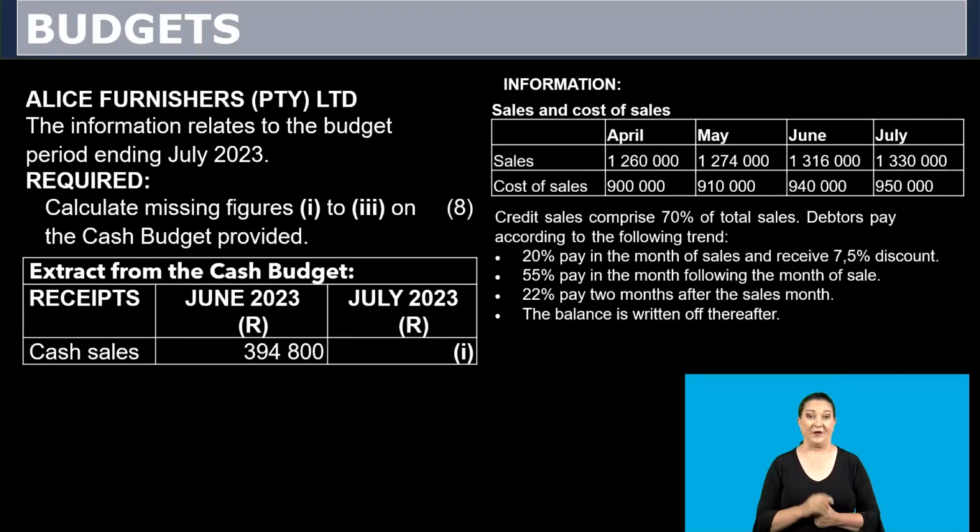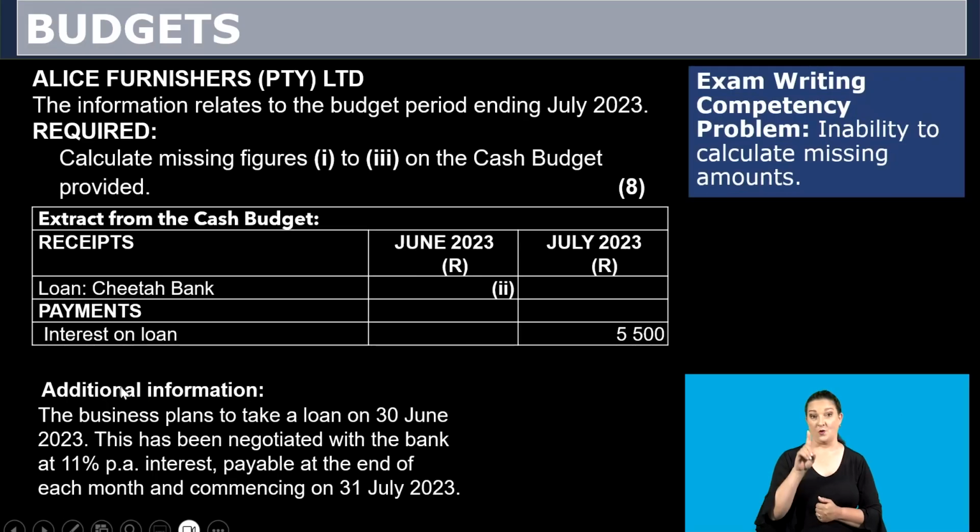Here is the first one. We're calculating number 1 here. Number 1 is cash sales, in the month of July. We understand that in July we have total sales of 1,330,000. But we are told credit sales comprise 70% of total sales.